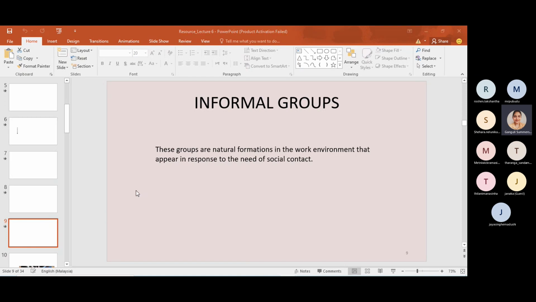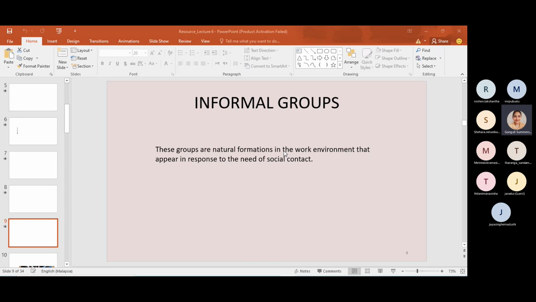Informal groups are natural formations in the work environment that appear in response to the need for social contact. Formal groups do not appear naturally in the work environment; they are purposely made by someone in the workplace. But informal groups do appear naturally. So that is another difference between formal and informal groups.